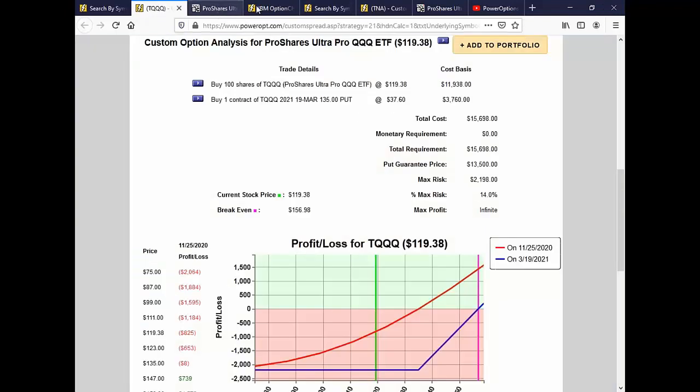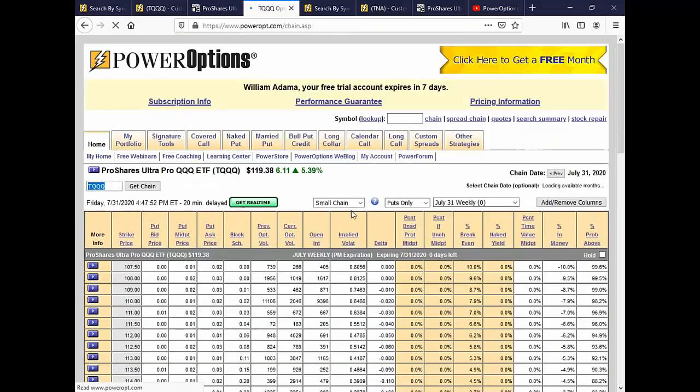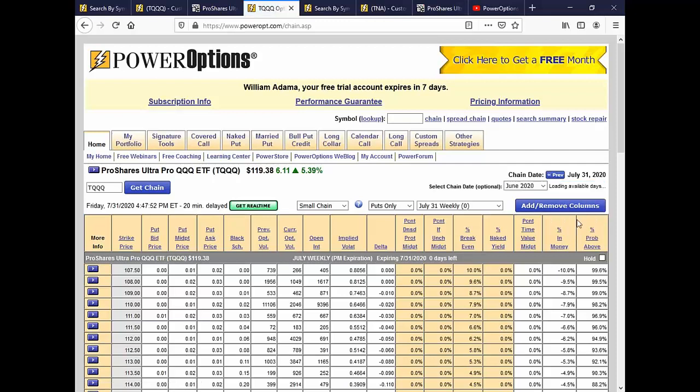Okay, so let's go back to the chain. Let's see what we can do here, shall we? Should be able to get back to June. Should be able to go back 2 months here on the trial. Yeah, good. June 29th. I'm going to try the 29th. Okay, one second.